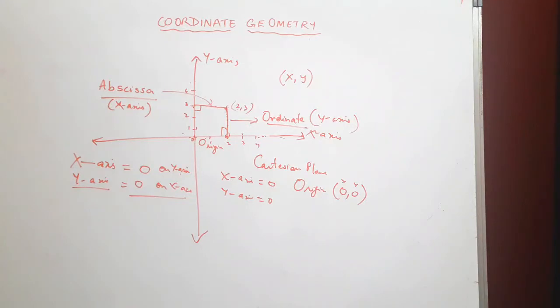Okay. Also remember that the abscissa of every point, that is the x value of every point on the y-axis, is always 0, and the ordinate of every point on the x-axis is 0. And remember, the coordinates of the origin, as I pointed out over here, are always 0, 0.